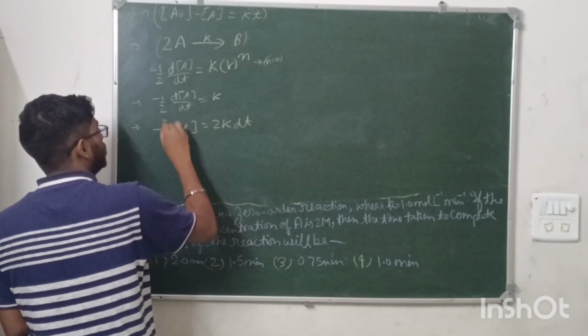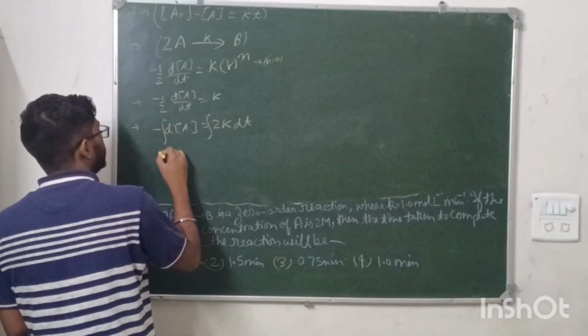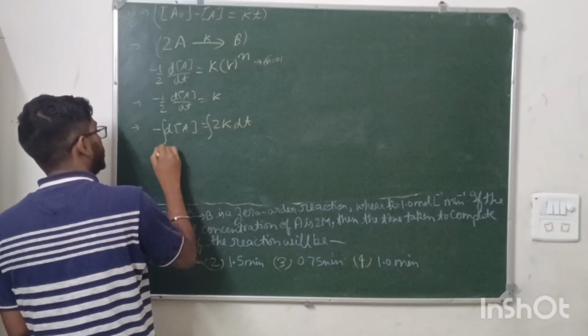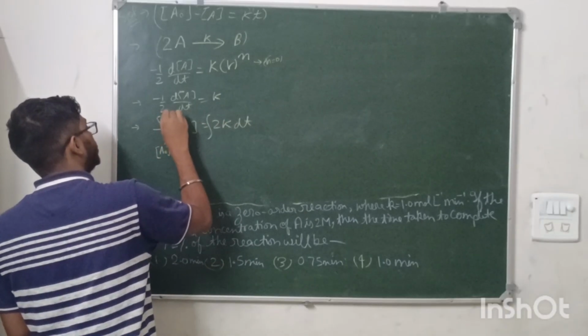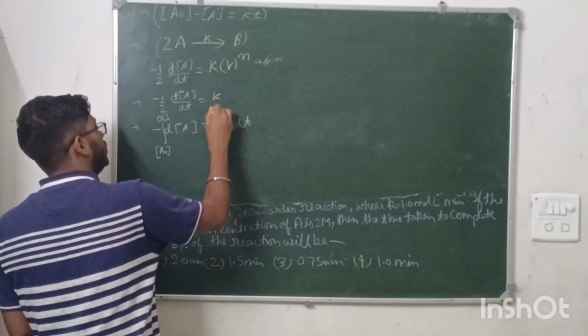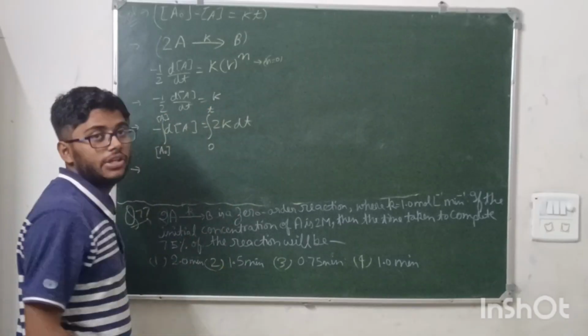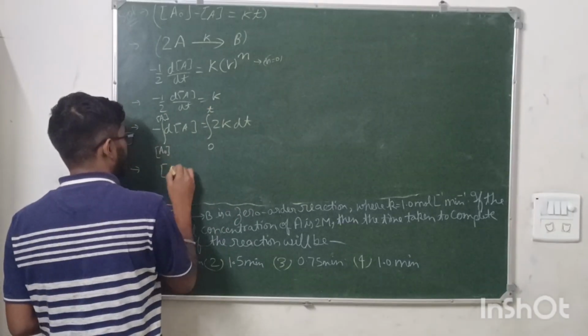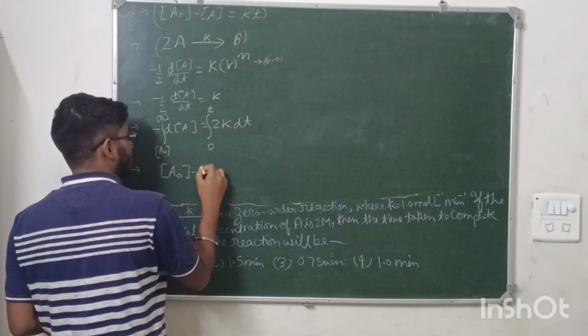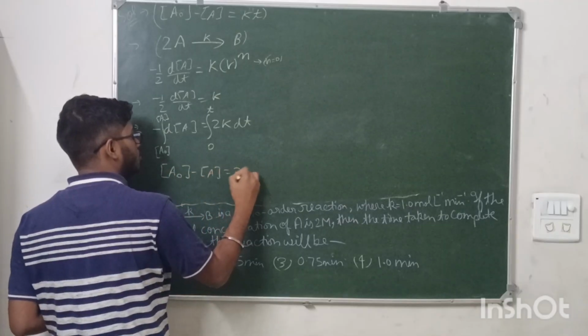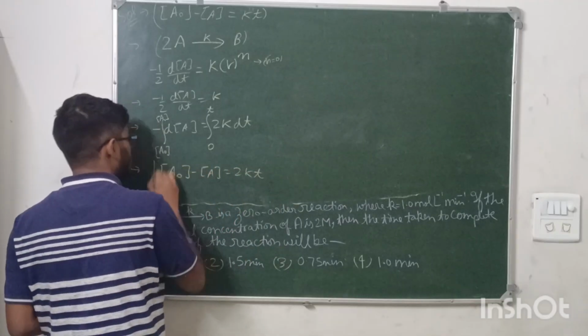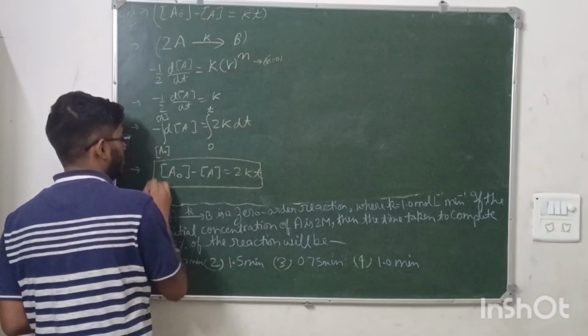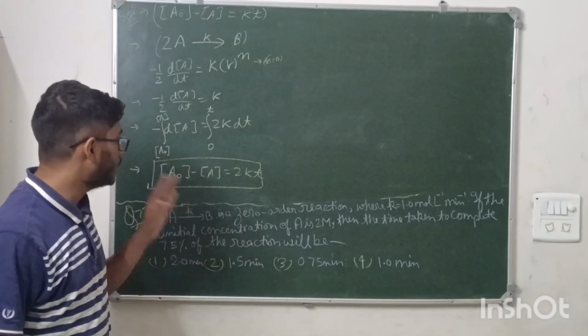Now you will integrate both the sides. Here the integration will be from initial concentration A naught to final concentration A, and on the other side from 0 to T. If you integrate this, it will come out to be initial concentration minus final concentration is equal to 2 times Kt. From this equation we will find how much time it takes.